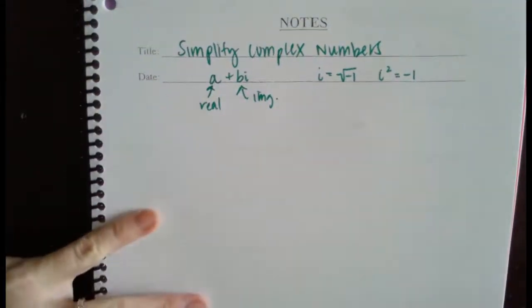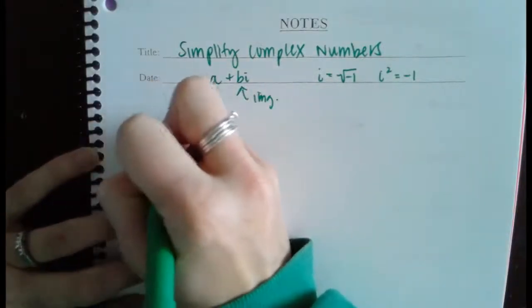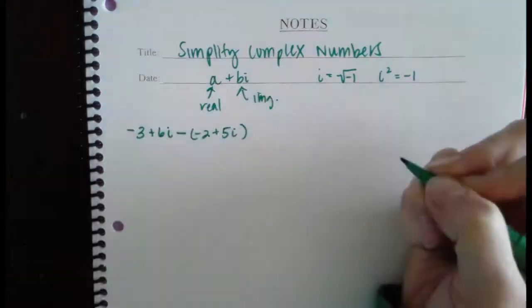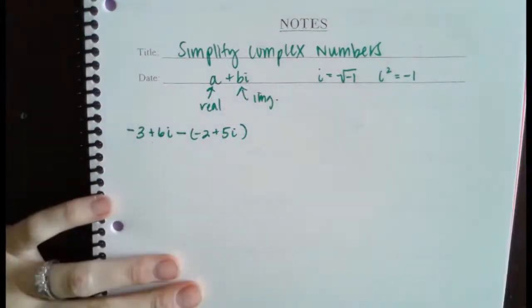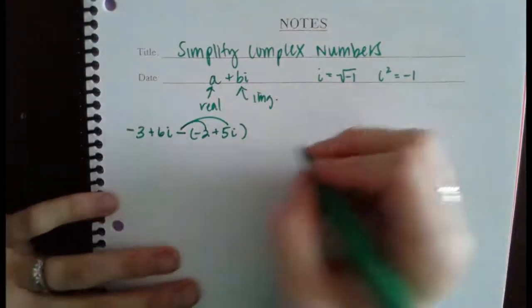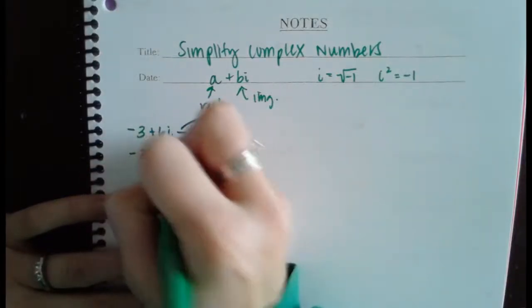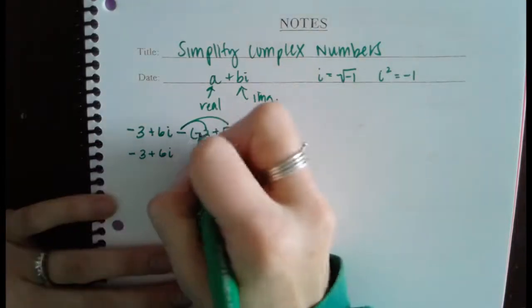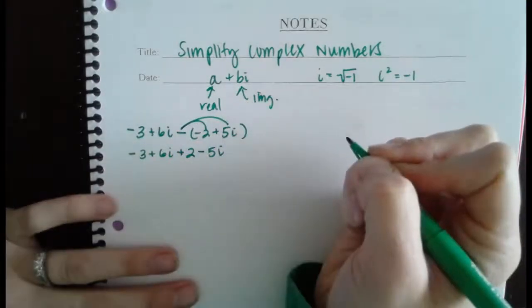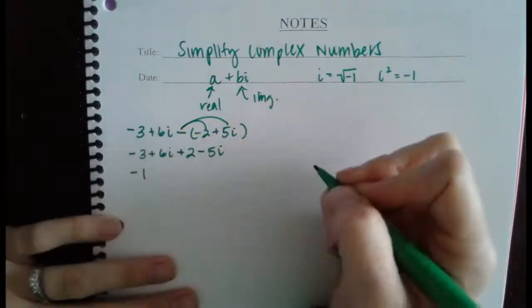So if I had (-3 + 6i) - (-2 + 5i), if this was my problem, the first thing I'd want to do is distribute the number in front of my parentheses, so my -1. I'm going to keep everything out in front still. Notice there's plus signs, so I'm not multiplying anything else through. Negative times -2 is +2, and negative times 5i is -5i. Add your reals. -3 plus 2 is -1, and 6i minus 5i is -i.